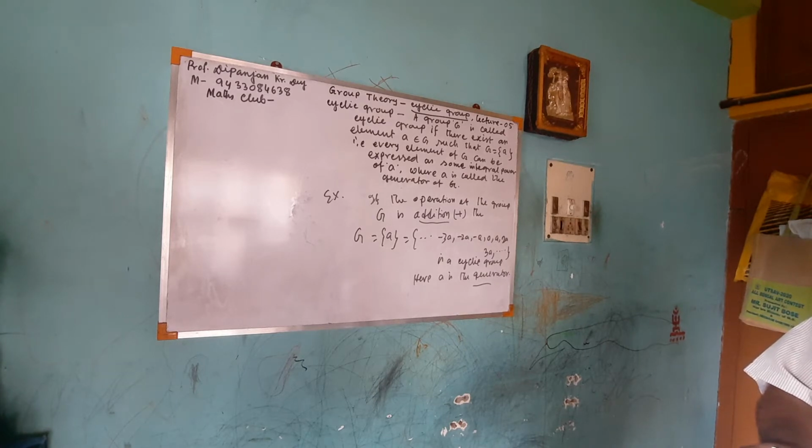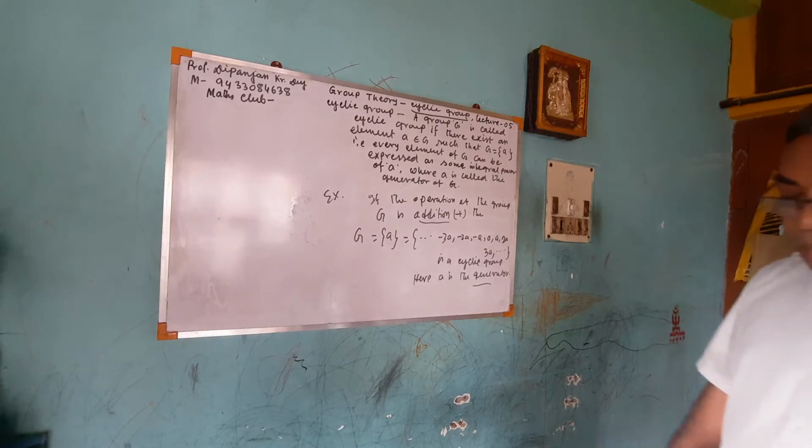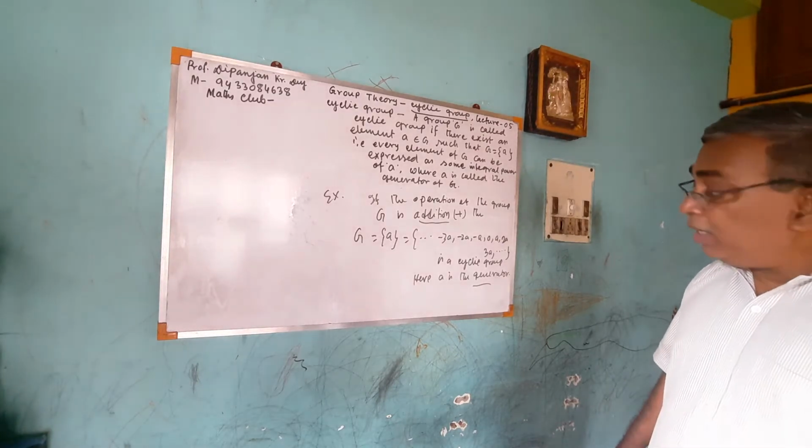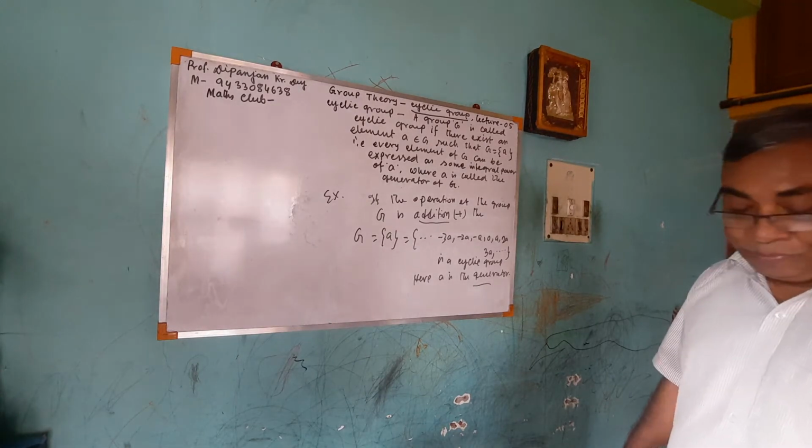Here the integral power of a, or you can say by addition, a is the generator, and we can find the other elements of the group by integral multiples of a, that is by addition.